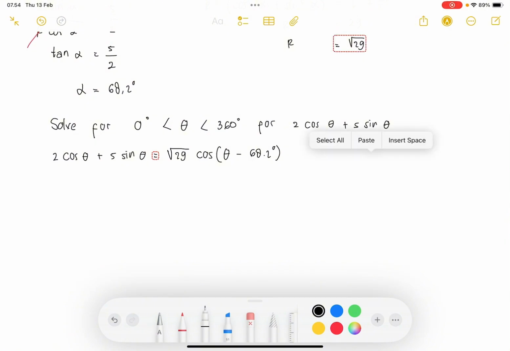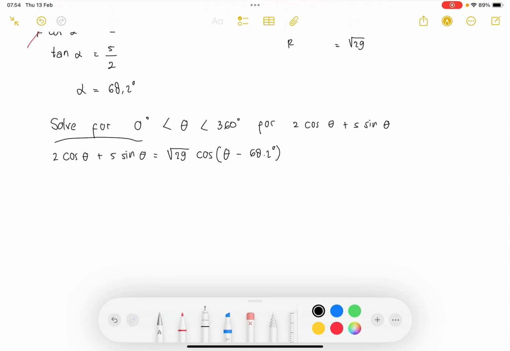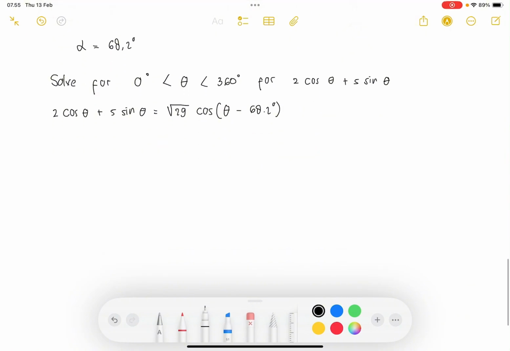Okay, better let's just use this form. Why did I say that? Because it's hard for us to find the theta if it's like this. So we are going to use this form. How are we going to use this form? Then pay attention. This is 29 cosine theta minus 68.2 degrees.